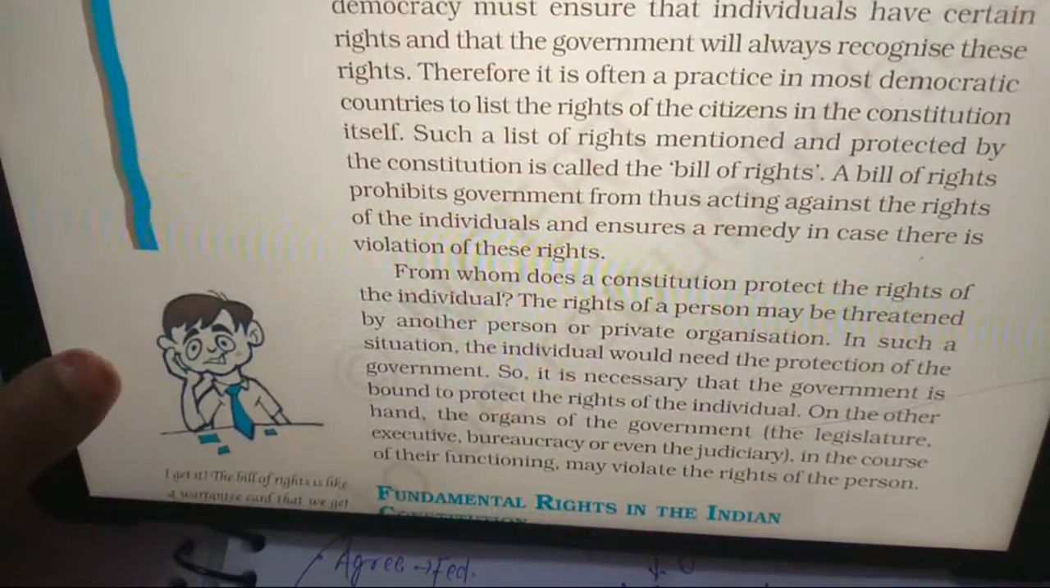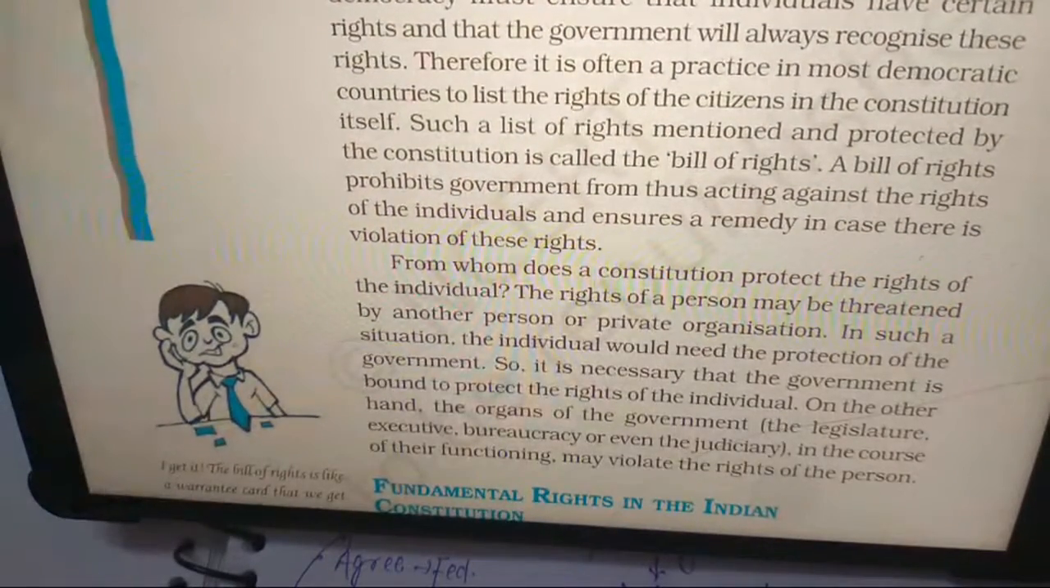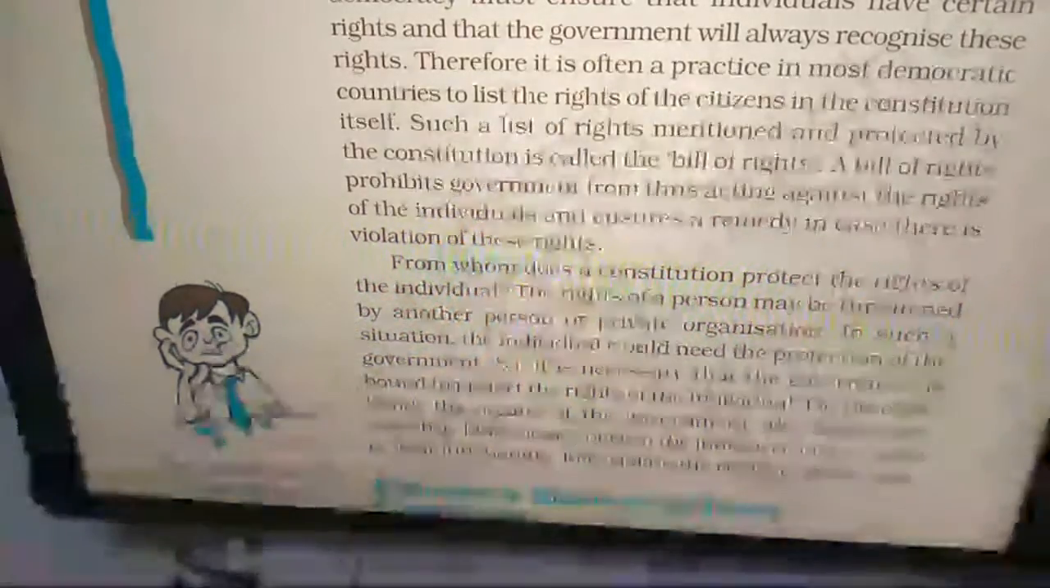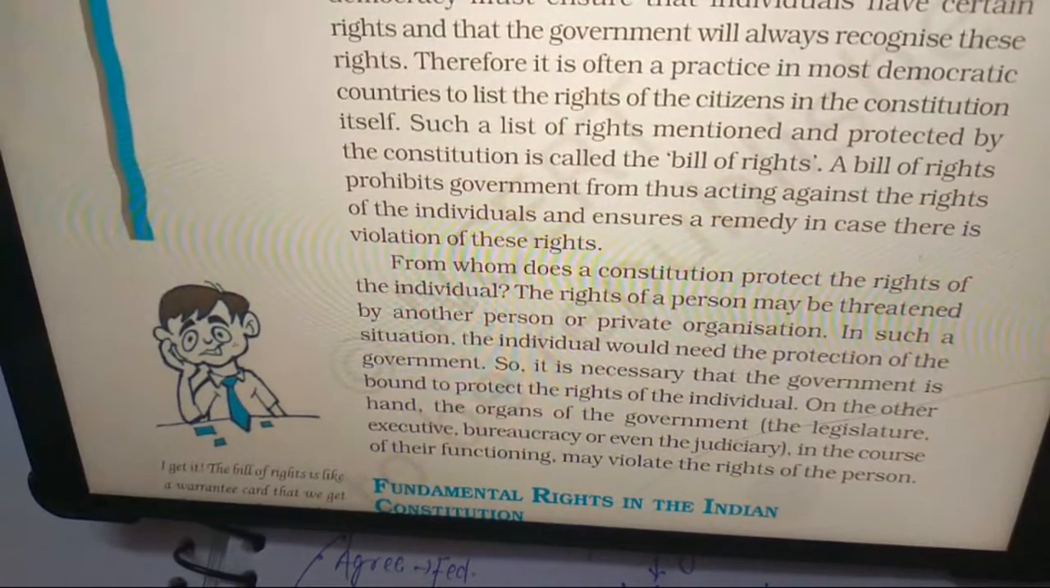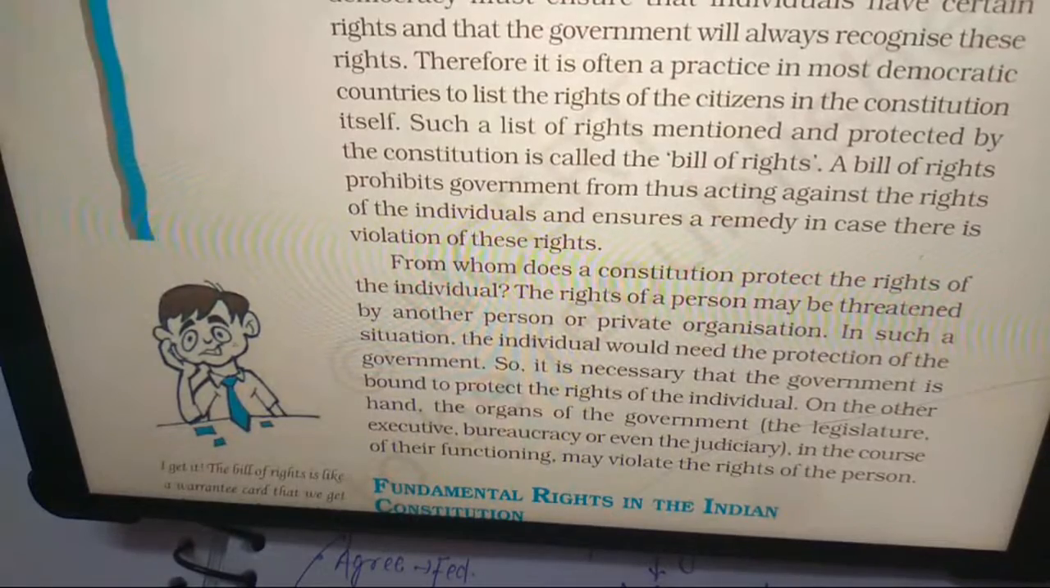A democracy must ensure that individuals have certain rights and that the government will always recognize these rights. Therefore, it is often a practice in most democratic countries to list the rights of the citizens in the constitution itself. Such a list of rights mentioned and protected by the constitution is called the Bill of Rights. A Bill of Rights prohibits government from acting against the rights of individuals and ensures a remedy in case there is violation of these rights.